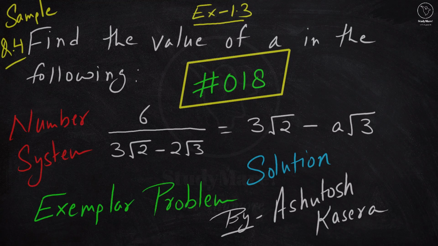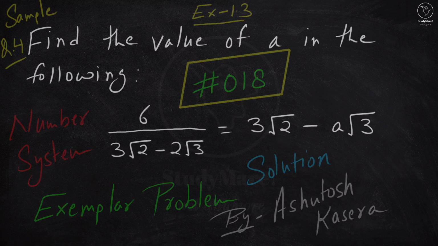Find the value of a in the following. 6 upon 3 root 2 minus 2 root 3 is equal to 3 root 2 minus a root 3. How are we going to solve it?